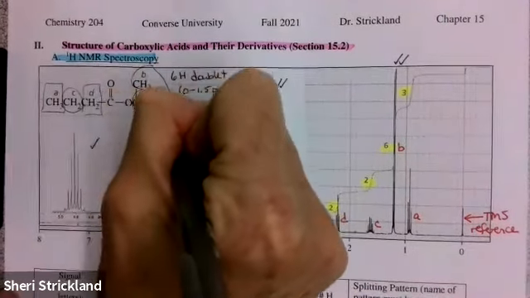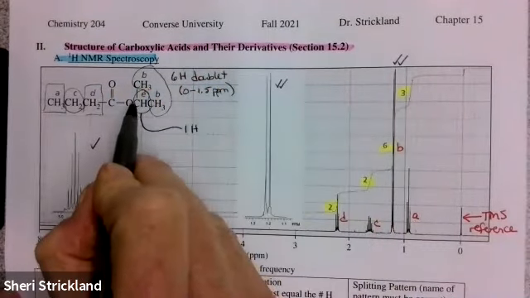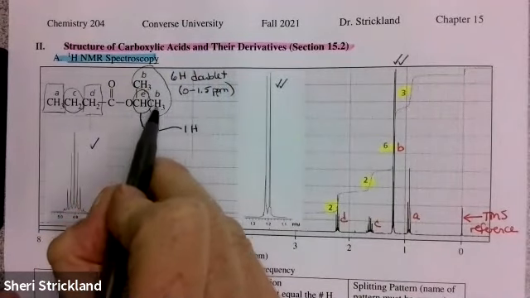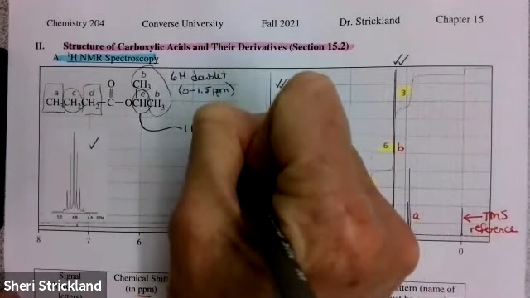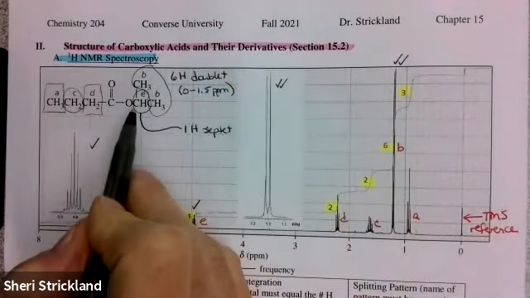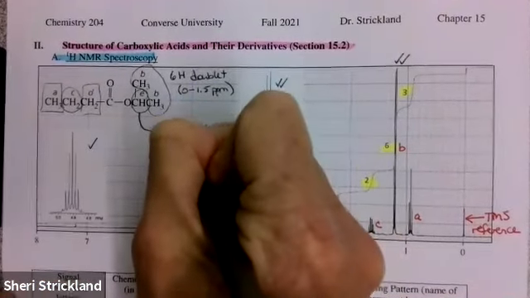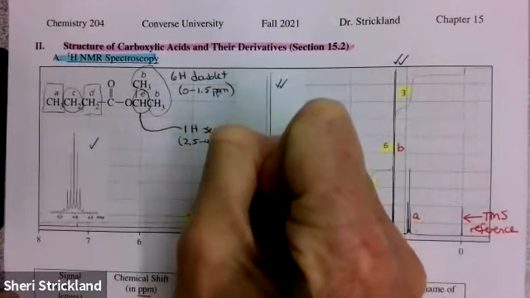Now for signal E, let's see what we've got. 1 hydrogen. Now this carbon is attached to one with 3 hydrogens that way and one with 3 hydrogens that way. So that's 6 + 1, that's 7, that's a septet. And this hydrogen is on a carbon that's also bonded to an oxygen. That's the 2.5 to 4.5 parts per million region.